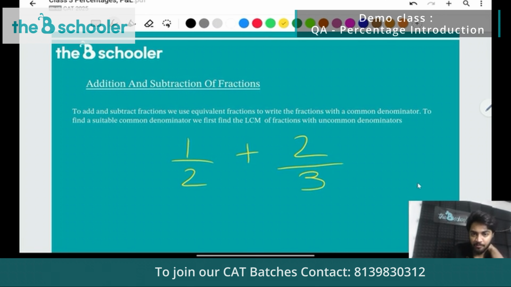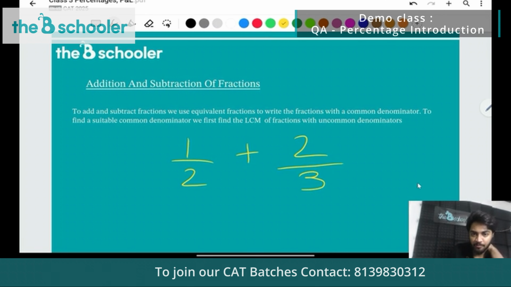To make the denominators the same, what you should do is find the common one. In all such cases, you have to take the LCM of the denominators and make the denominators equal to the LCM. So LCM of 2 and 3 is 6.